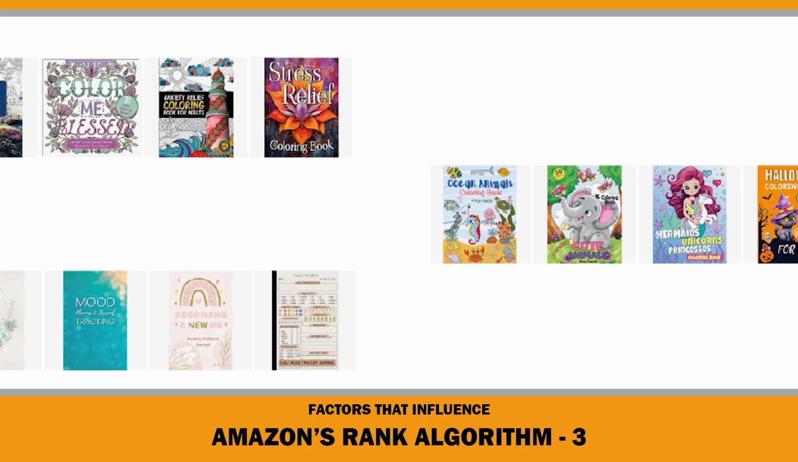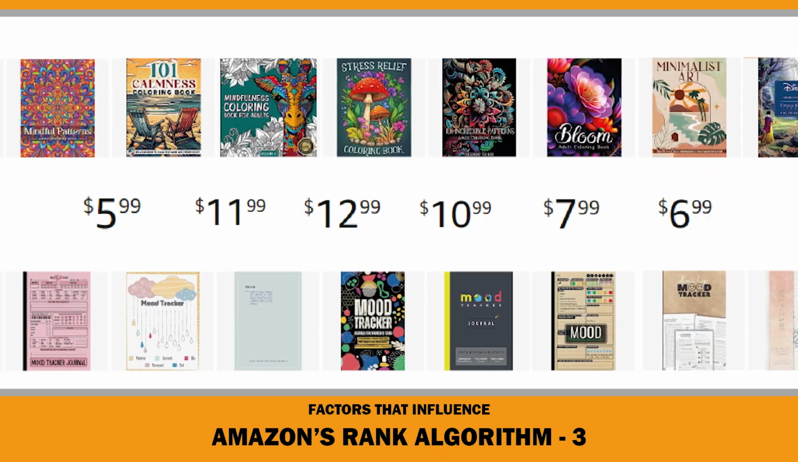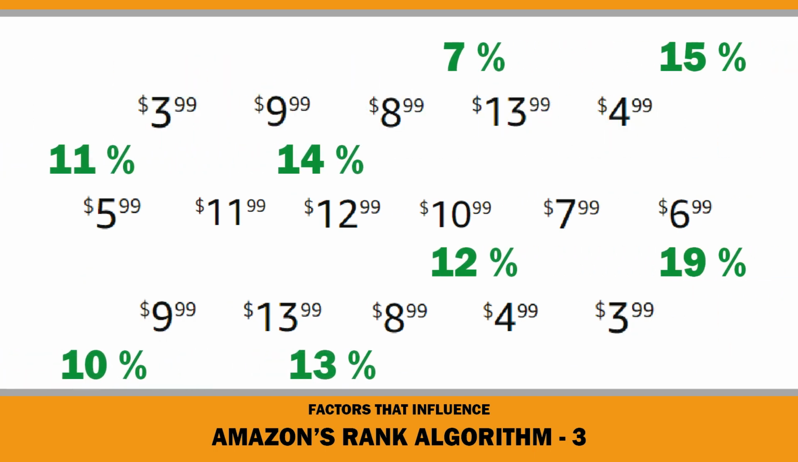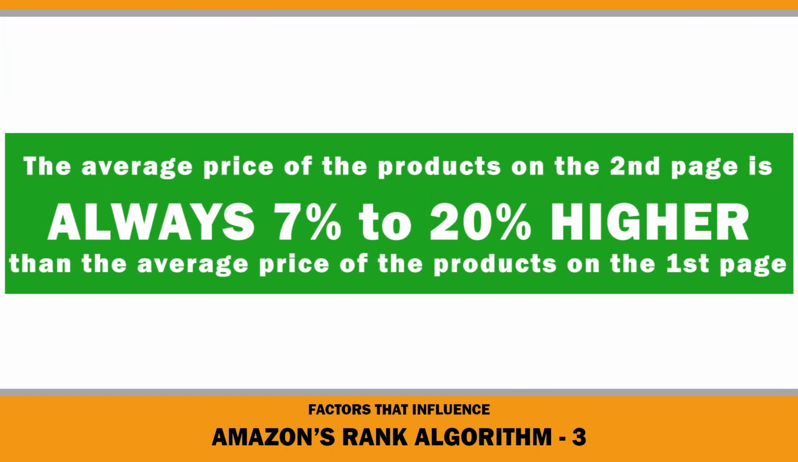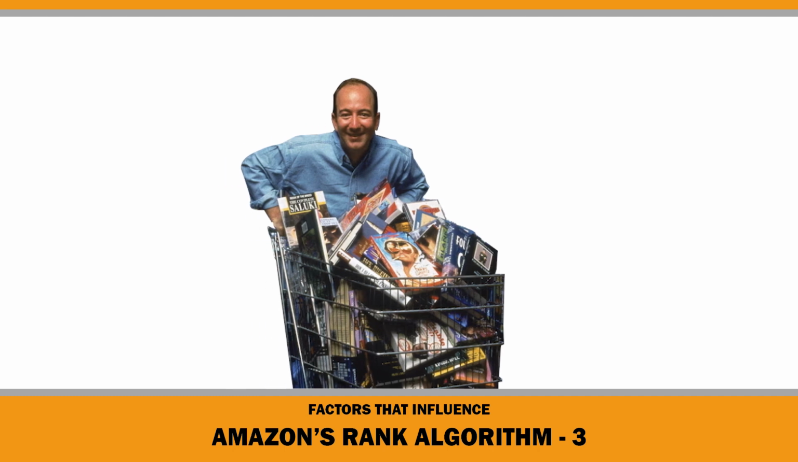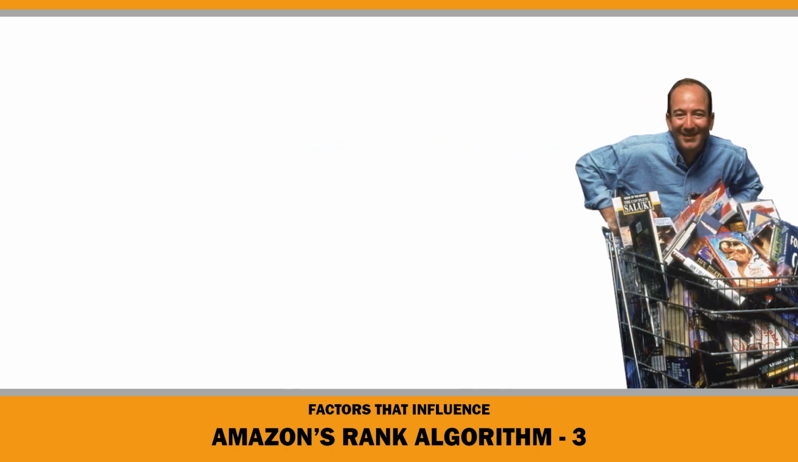Of course, there may be some exceptions. However, when I analyzed over 1000 KDP books across 10 different niches, I found out that the average price of the products on the second page is always 7% to 20% higher than the average price of the products on the first page. In conclusion, I think putting a price competitively against comparable items increases your chance of ranking your products on the first page of the search results.